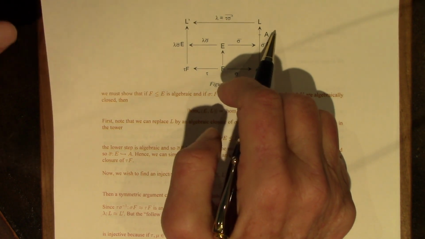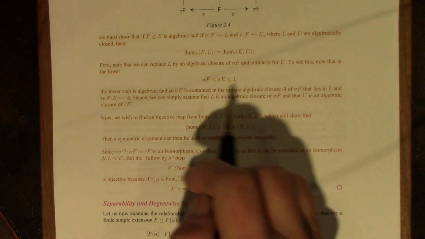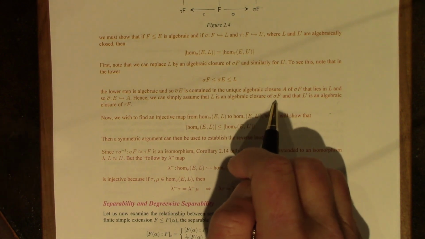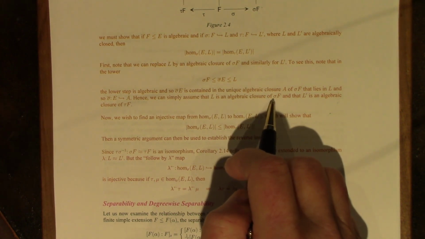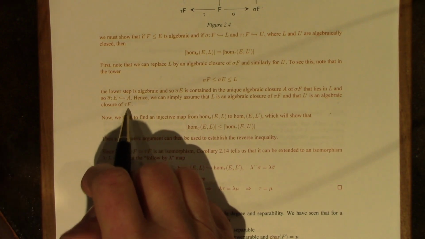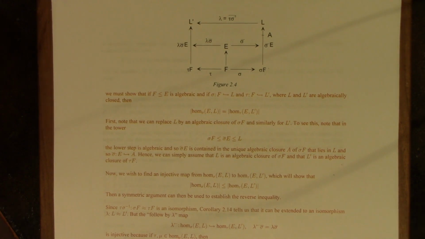Well, rather than bother to introduce A and A prime over here, we can just assume that L is an algebraic closure of sigma F. So not only is L algebraically closed, but it's an algebraic extension of sigma F. And L prime is similarly an algebraic closure of tau F. And the reason we want to do that is so we can apply the previous result, two results ago, on the extension of an isomorphism of fields to their algebraic closures.